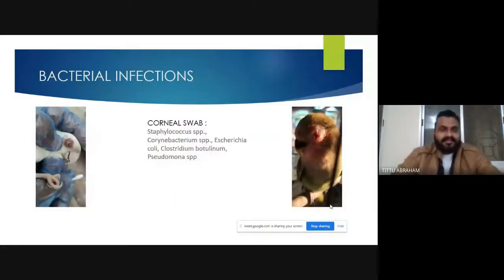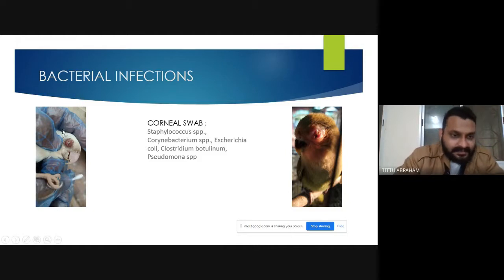Next one is the bacterial infections. In bacterial infection, you can see this white caseation and too much swelling of the eye. In order to identify which bacteria it is and which antibiotic it is sensitive to, we need to do a corneal swab. At first, we try our empirical therapy. If it doesn't work, it's always better to go for culture and sensitivity and then decide the therapy.